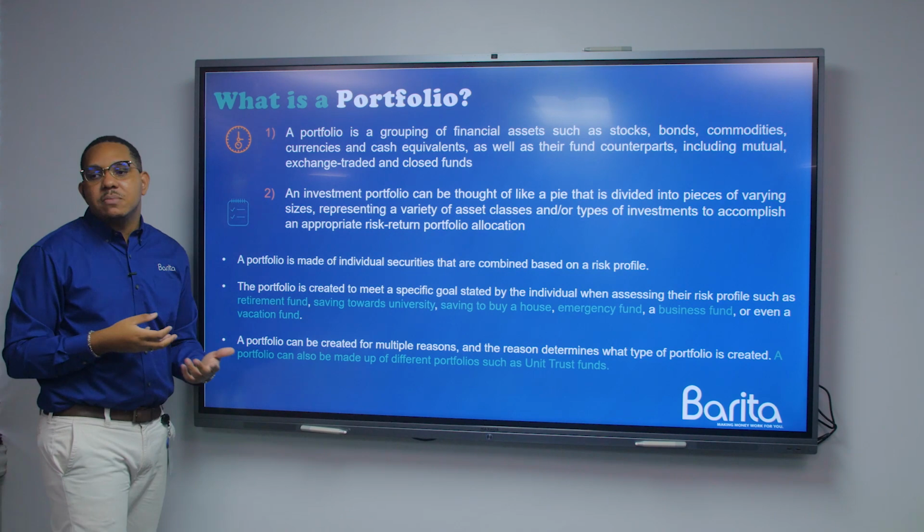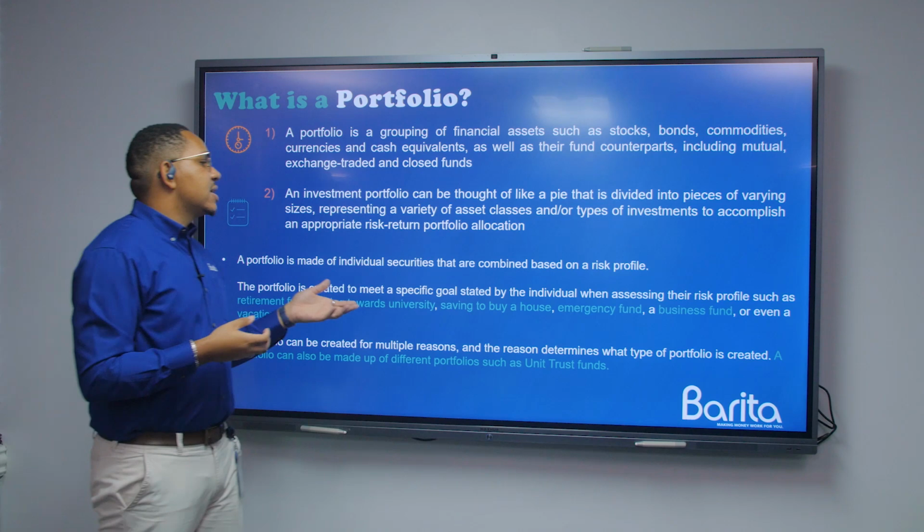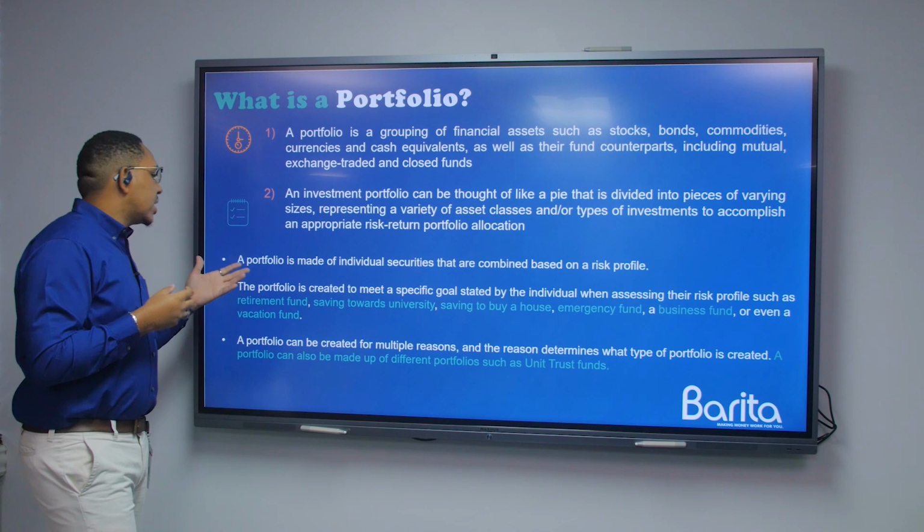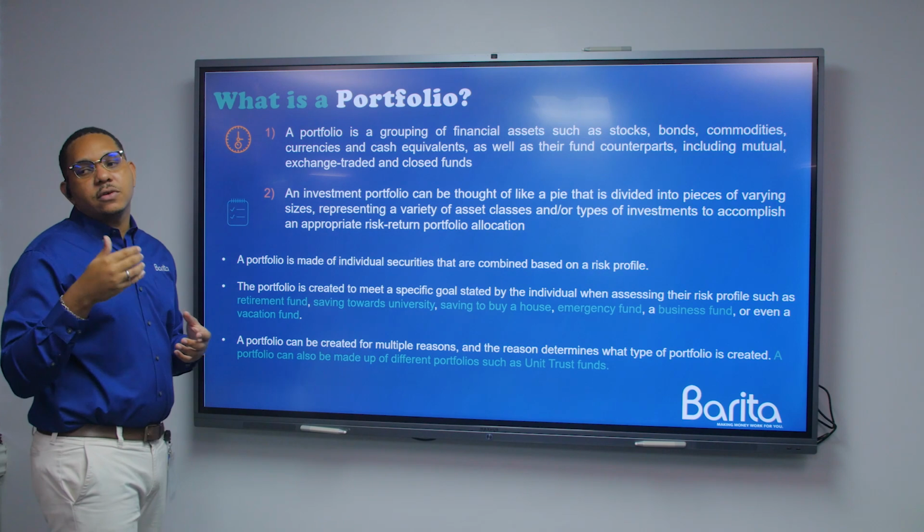So a portfolio is made up of individual securities that are combined based on a risk profile. So what does that mean? When you have individual securities, equities, for example, are considered relatively risky, but you may have a bond that is considered lower in risk relative to equity. Hence, when you balance these two things together, you get a hybrid combination between a high risk security and a moderate risk security. And that's how you have to think about creating a portfolio.